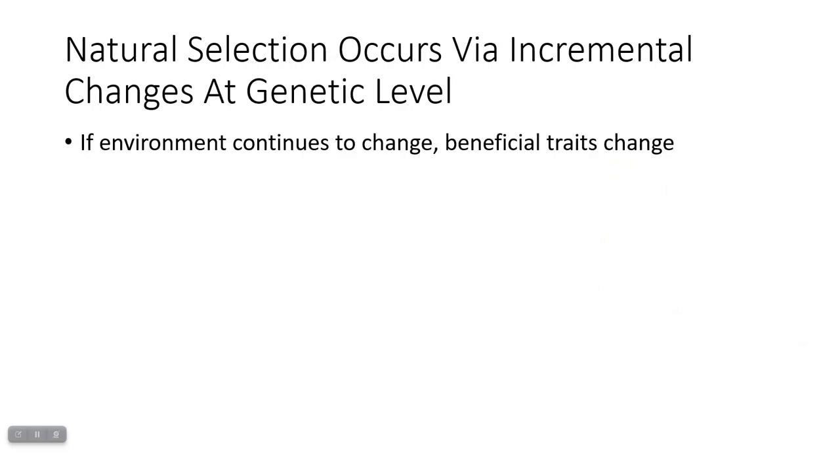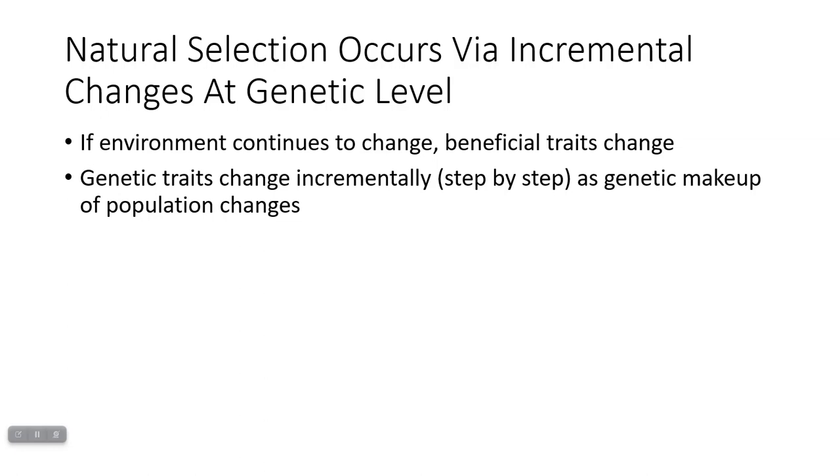Now, natural selection generally occurs via small changes at the genetic level that will build up over time. So, as an environment changes, because environments rarely stay the same forever, in fact, they never stay the same forever, they will eventually change. The traits that are actually beneficial in that environment will change as well. And these genetic changes that cause these traits to be beneficial can change incrementally or step by step.